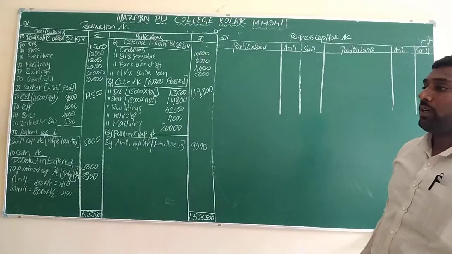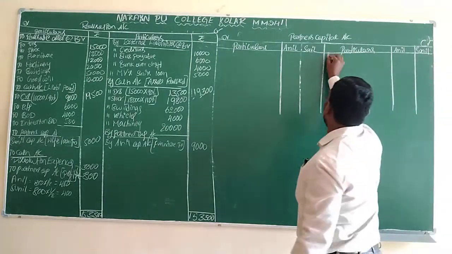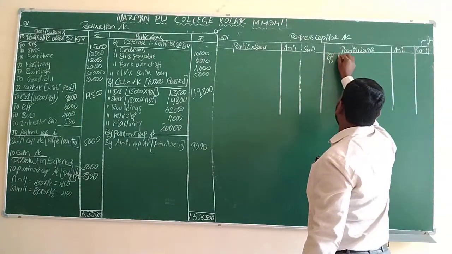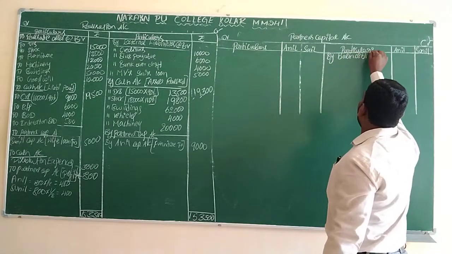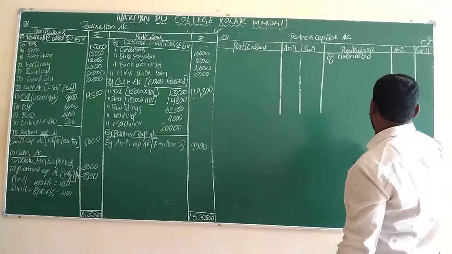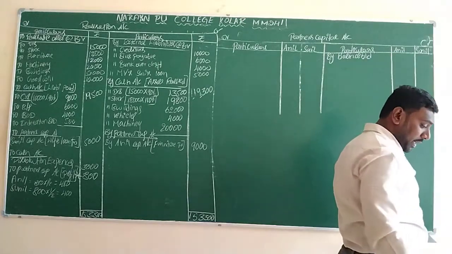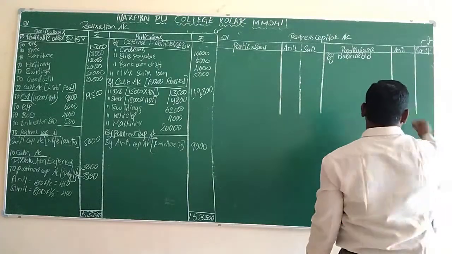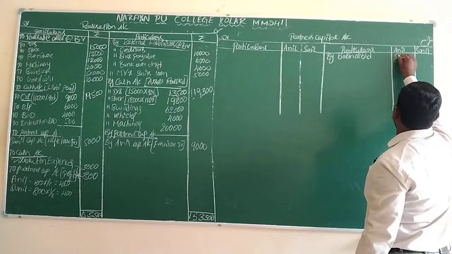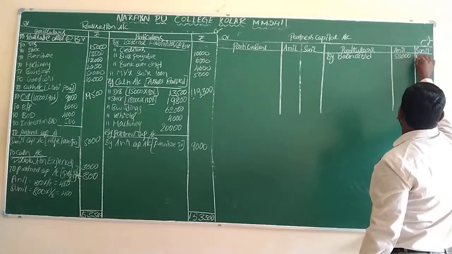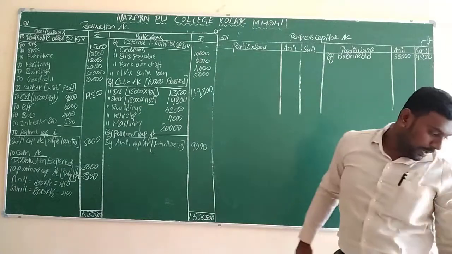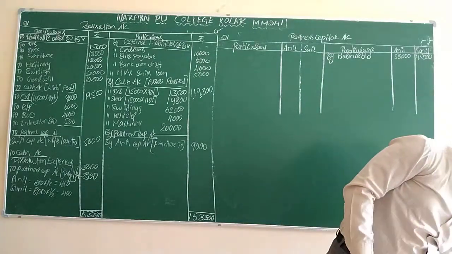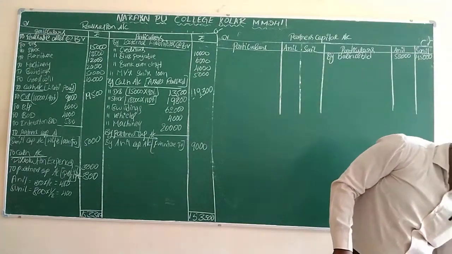First we have to transfer the opening balances of partners' capital account. We will transfer by balance brought down. Here the capital balances which are available in our balance sheet: the first partner will get 52,000, the second partner will get 45,000. This is the opening balance which we have to transfer from the balance sheet.